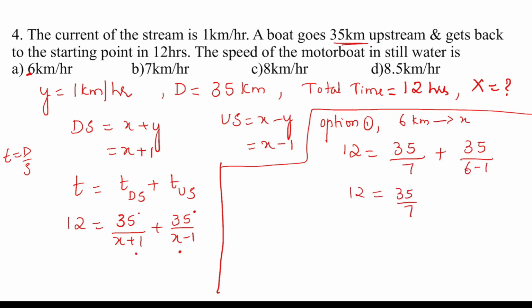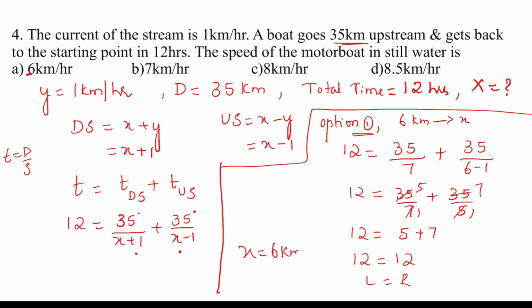35 by 7 plus 35 by 5. So it is 12 is equal to 7 ones are 7, 5 sevens are 35; 5 ones are 5, 7 fives are 35. So it is 5 plus 7, which is equal to 12. So this LHS is equal to RHS, isn't it? Therefore, option 1 itself is the answer. That is 6 kilometer per hour. So x is equal to 6 kilometer per hour. So this will be the answer. So easily we solved the problem.